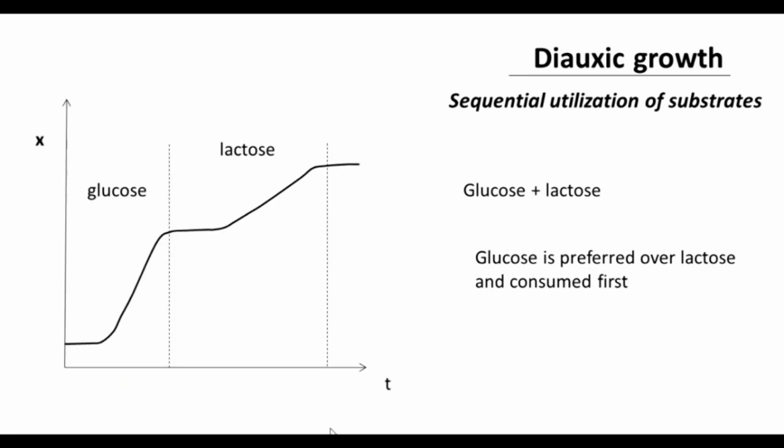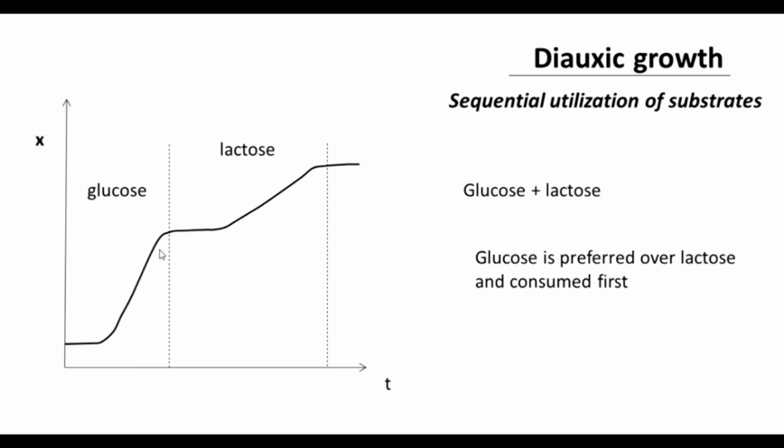However, for our purposes, the growth curve would look like this. If you plot total cell concentration x versus time, there is an initial lag phase and then there is a log phase, and then this seems like a stationary phase, but it is actually a secondary lag phase, and then growth occurs. And when you do the analysis of glucose and lactose, one finds that glucose gets consumed here first and then lactose gets consumed.